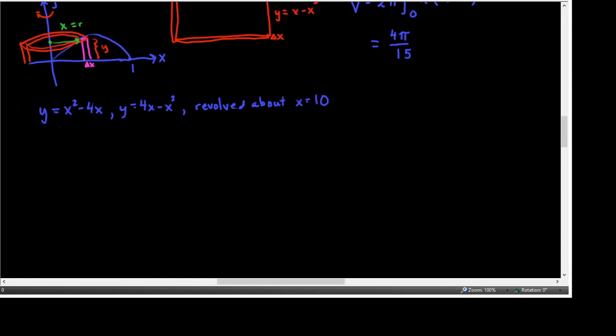Of course, we can only use vertical and horizontal lines for this. They could be one of the axes, or it could be like this one, a vertical line at x equals 10. Okay, so let's graph this.